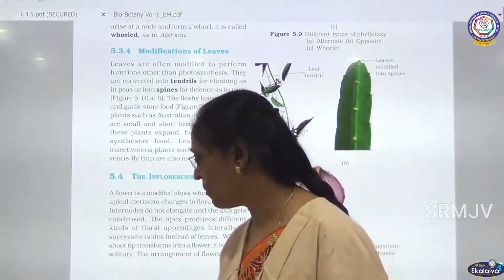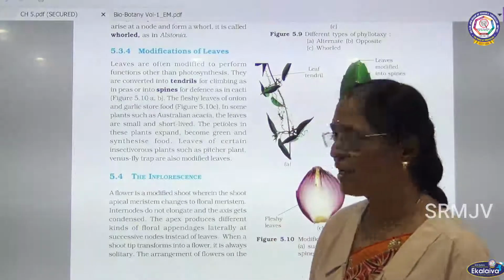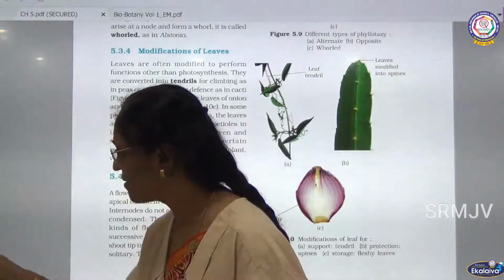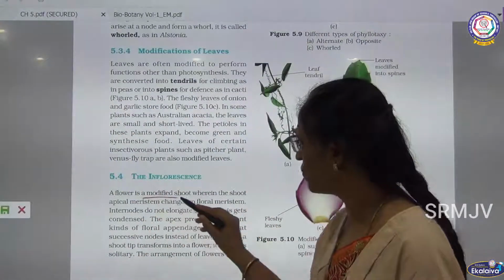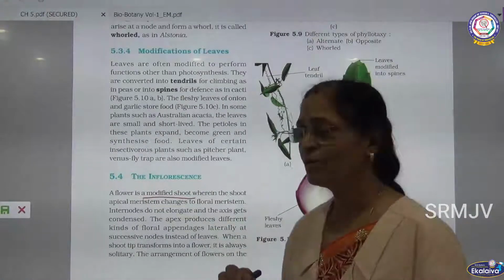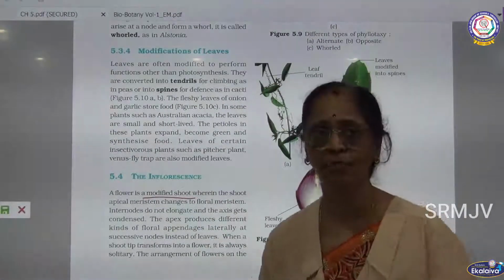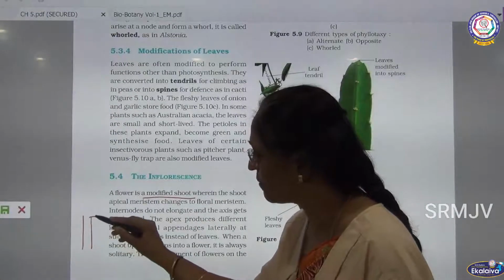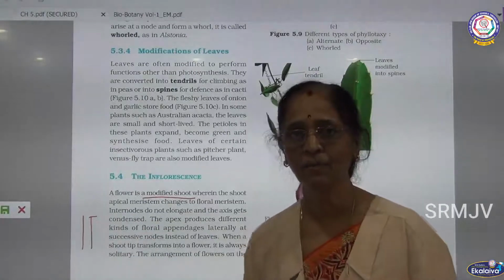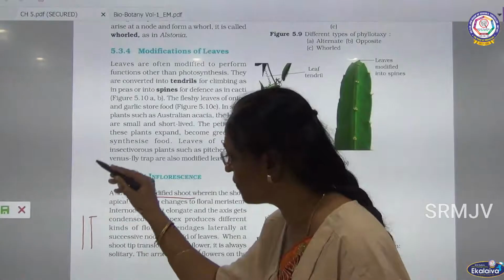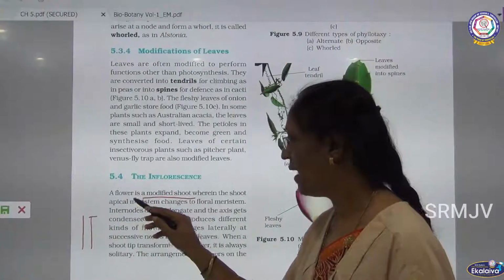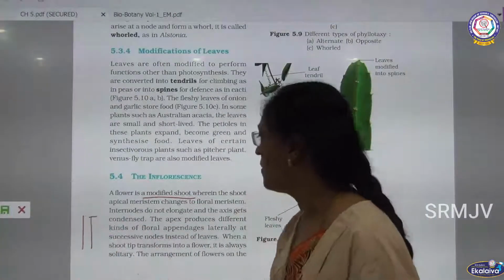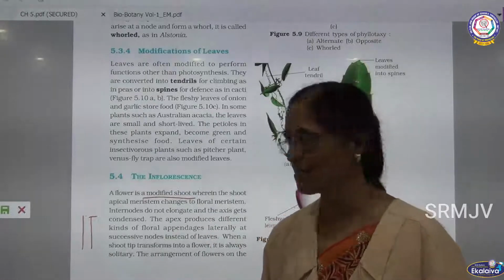Now, when we talk about reproductive morphology, the important form or structure of reproductive morphology is a flower. A flower is nothing but a modified shoot, wherein the shoot apical meristem changes to floral meristem. You all know that the stem has, at the tip, an apical meristem, the one which helps in elongation of the stem. So, a flower is a modified shoot, wherein the shoot apical meristem changes to the floral meristem.